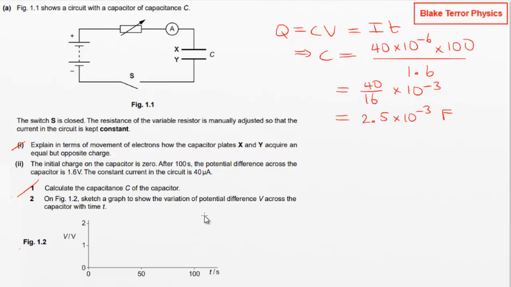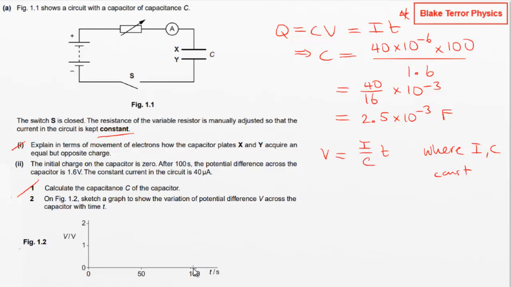On figure 1.2, sketch a graph to show the variation of potential difference V across the capacitor with time. Right, okay, so how is the potential difference changing with time? Well, we had this here, so we've rearranged this equation up here. V is equal to I divided by C multiplied by T. But they have also told us that I and C are constants because they've kept it at constant current. So that means we've got V is proportional to T. We've got a straight line through the origin with gradient I over C.